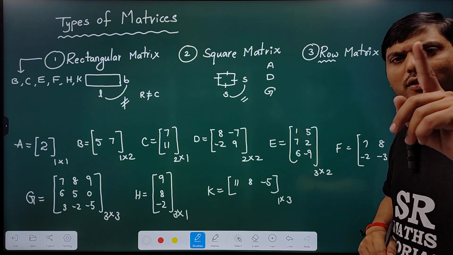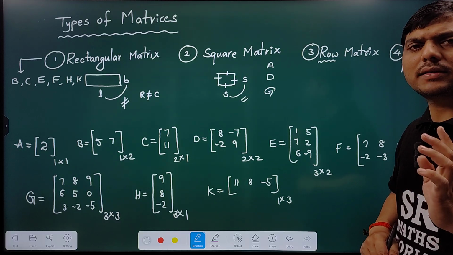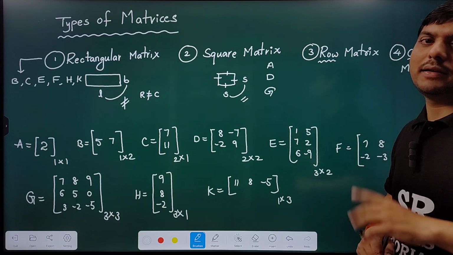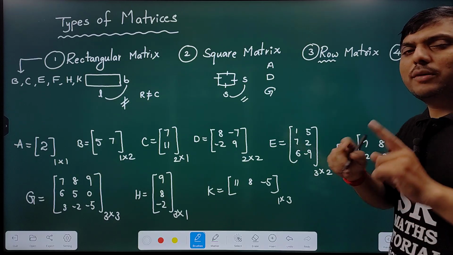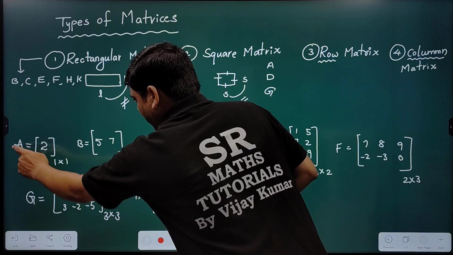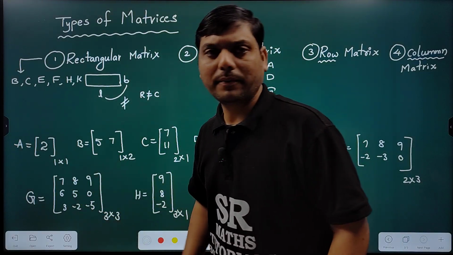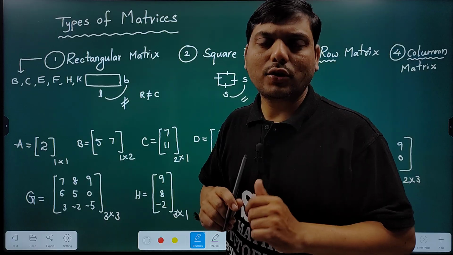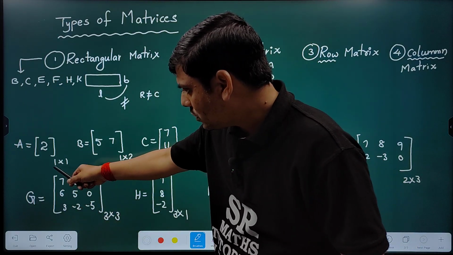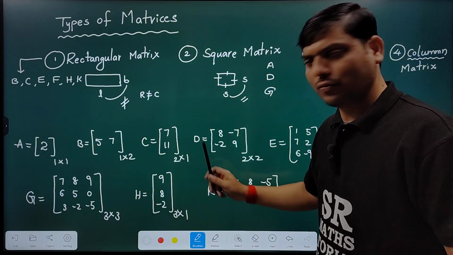Only one row is there, that is a row matrix. Only one row is there, that is a row matrix. It does not depend on the column; a row matrix cannot depend on the columns. Students, listen. Capital A matrix having here row is 1, column is 1. I want a row matrix. Row matrix is nothing but row should be 1. Now the row is equal to 1, row is equal to 1, row is equal to 2.